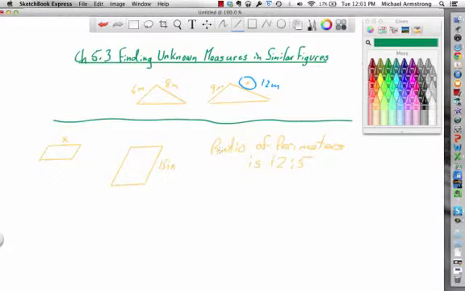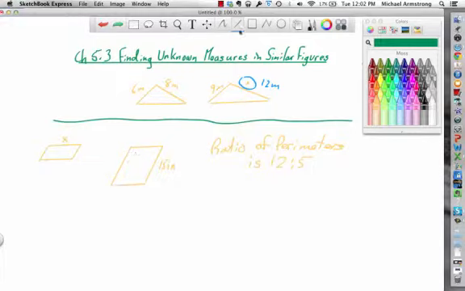Okay, so let's look at this one. This is a little different. They are giving us the ratio of the perimeter, 12 to 5. And they're giving us one side, and the corresponding side is x. We have 15 and x. Notice that this has been flipped over and around, and the position has been changed.